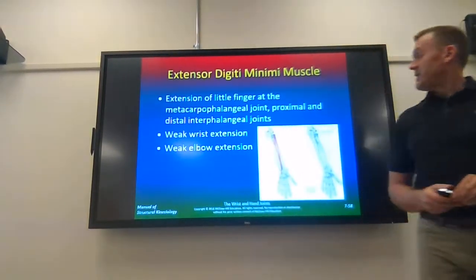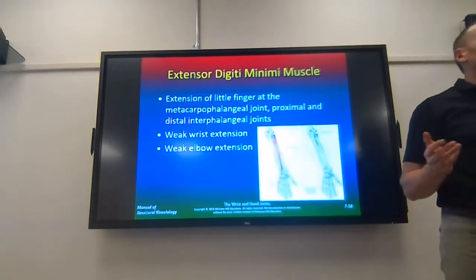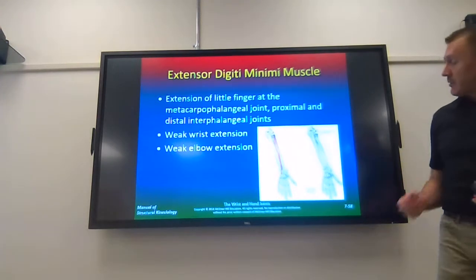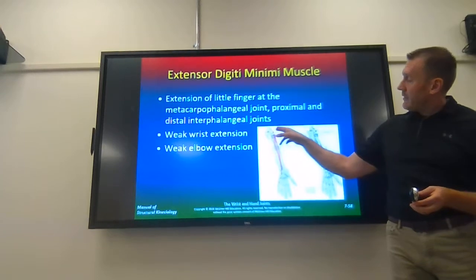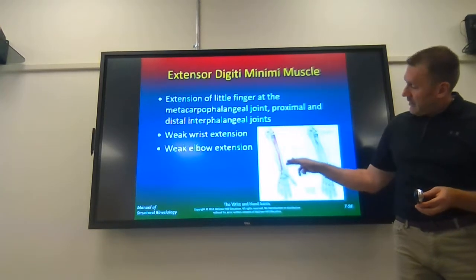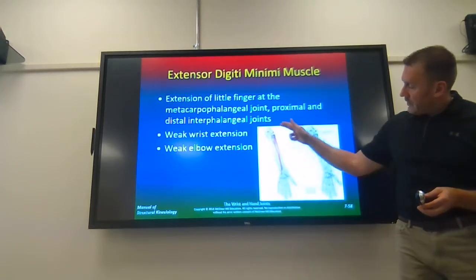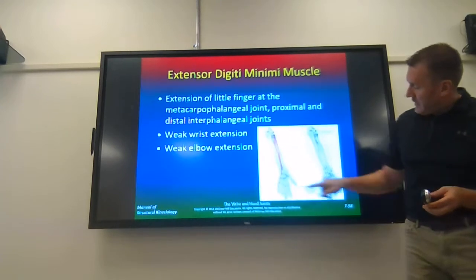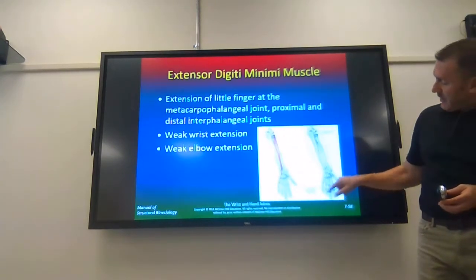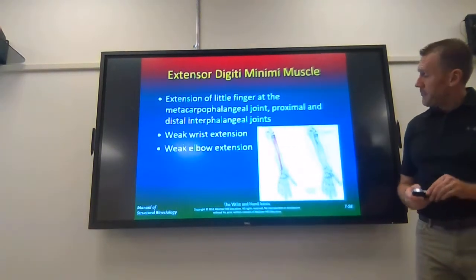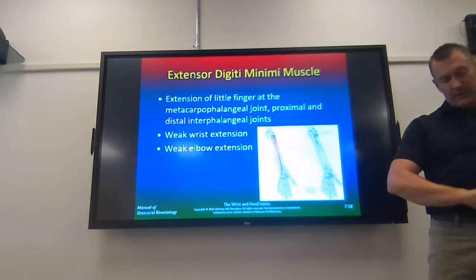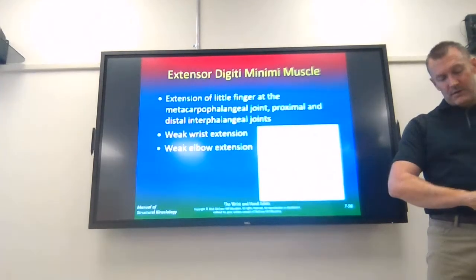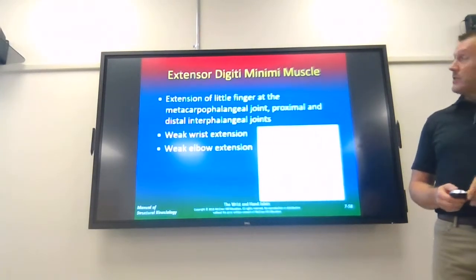Okay, extensor digiti minimi, kind of the same, only different digit. So the fifth digit here has its origin up here at the lateral epicondyle, and then drops over to the ulnar side, all the way down to the distal phalange of the fifth digit. See if you can see that tendon as you extend that digit.